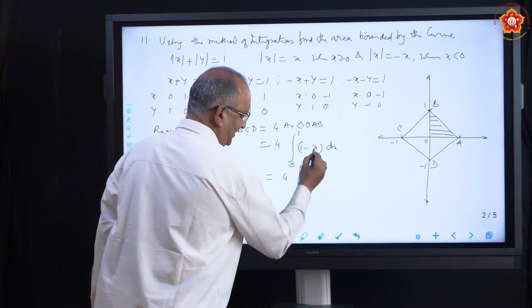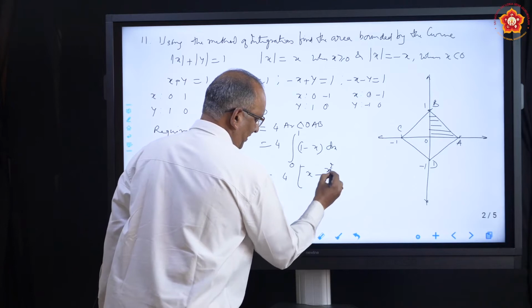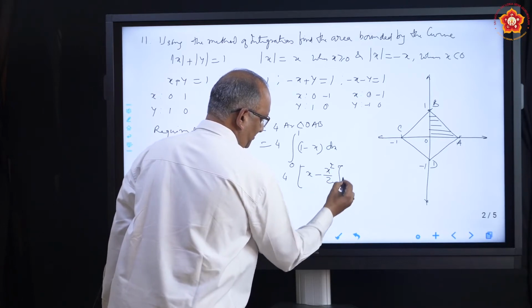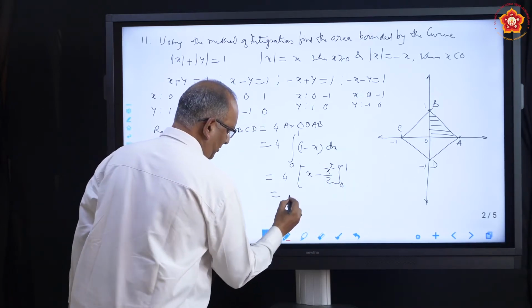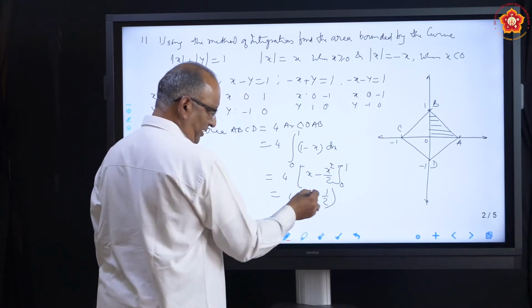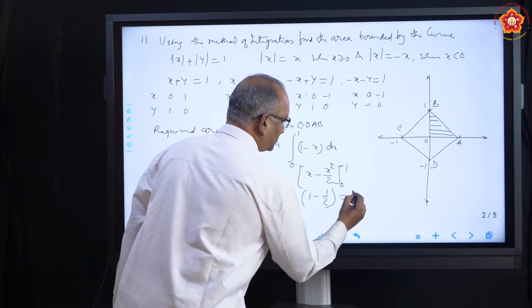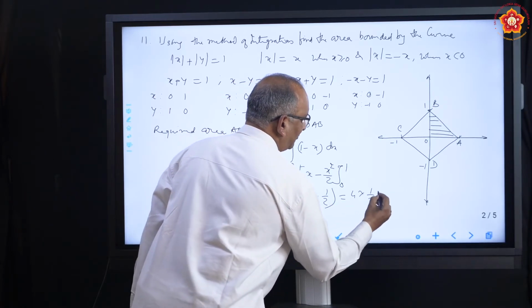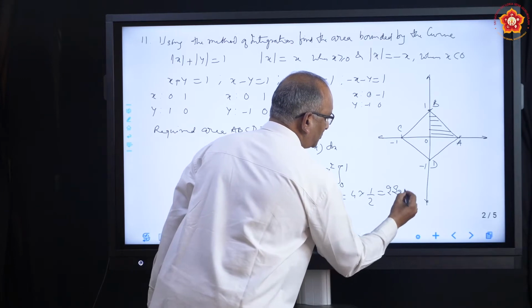Simplify. So it is 4 times, integral of 1 is x, integral of x is minus x square by 2. The limits are 0 to 1. So substitute the limits: 4 into 1 minus 1 by 2. 1 minus 1 by 2 is half. So 4 into half equals 2 square units.